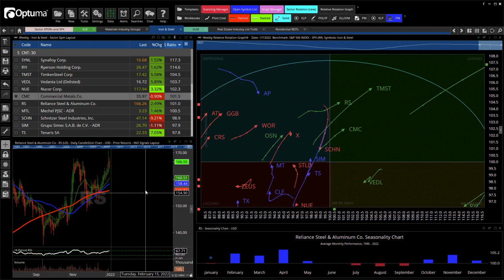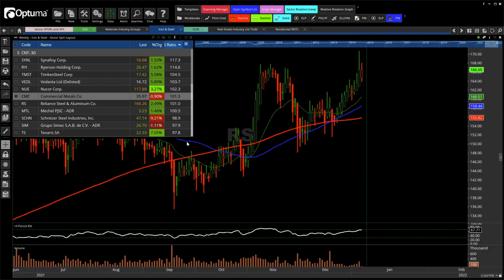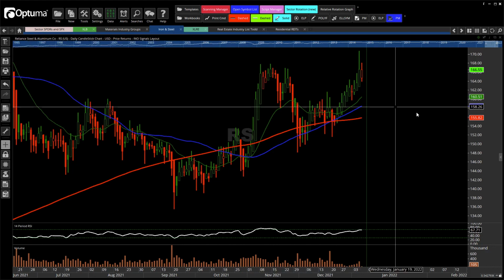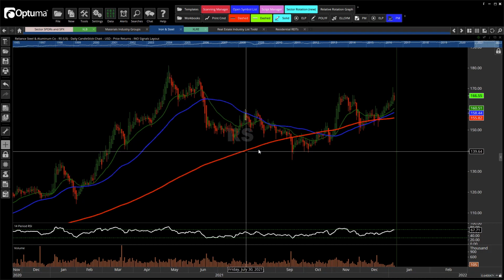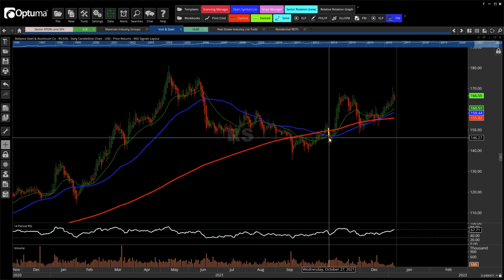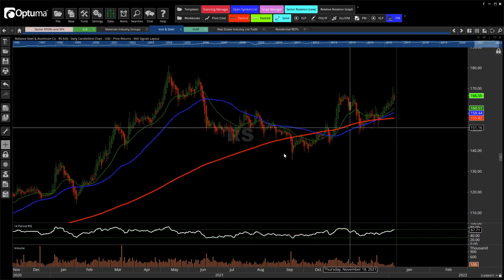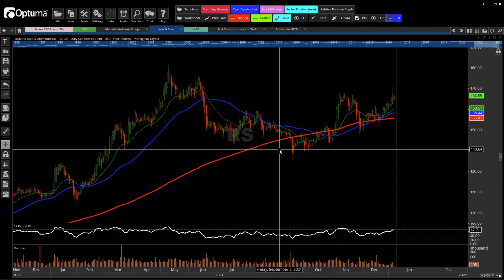Let's pull this chart up here. Let's take a look at what this is. This is Reliance Steel and Aluminum. I'm going to go ahead and make that full screen. And what I have plotted here, the red is the 200-day simple moving average. The blue is the 50-day moving average. The green is a 20-day moving average. So I have really some simple technical things that I put on here.